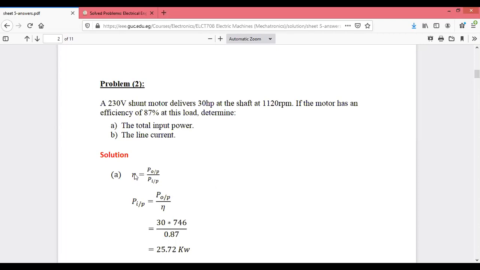You can call this symbol eta, efficiency. We calculate efficiency as output power upon input power. They have given 87%. They have also given the output power, because the shunt motor delivers 30 HP. Now you are supposed to find the line current, which is nothing but the armature current, and the total input power.